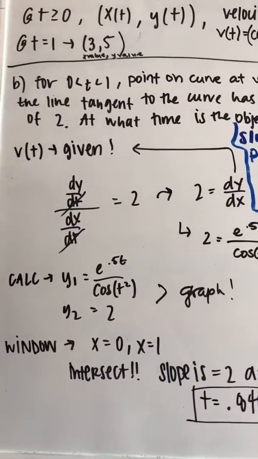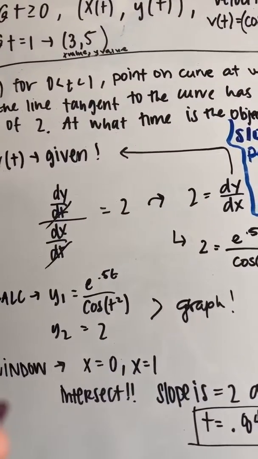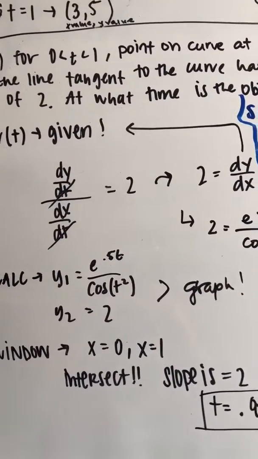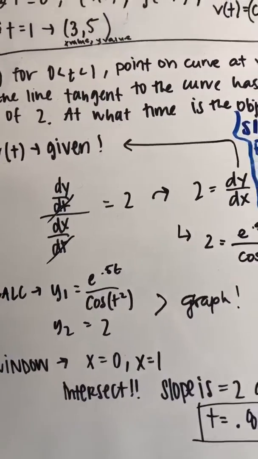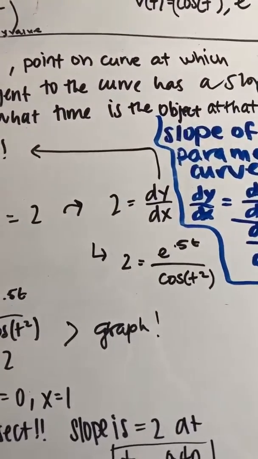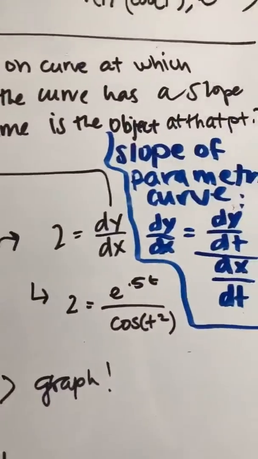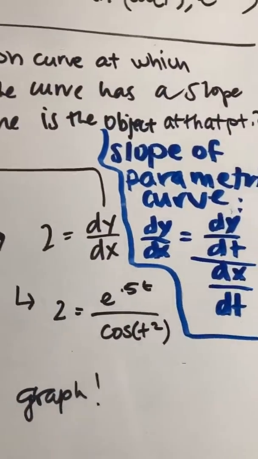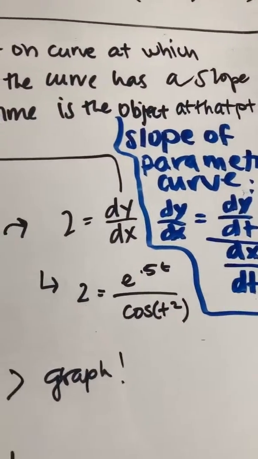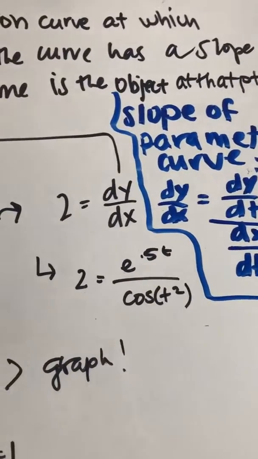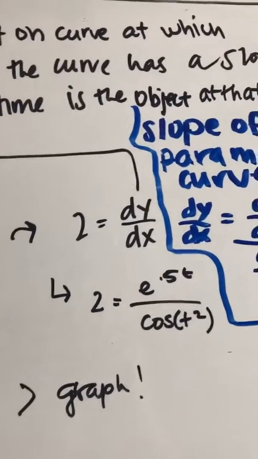Okay, so the next part B is asking you, for 0 less than t less than 1, there's a point on the curve at which the line tangent to the curve has a slope of 2. At what time is the object at that point? So before we get started, just a reminder that the slope of a parametric curve, dy over dx, is equal to dy over dt over dx over dt. So keep that in mind as we're going.